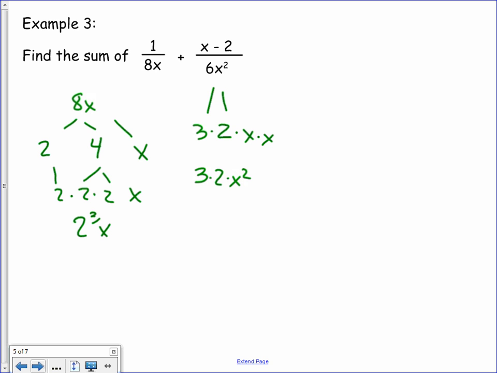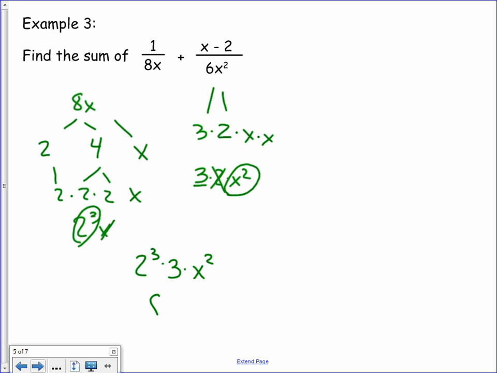Okay, so that would be 2 to the third times 3 times x squared. Okay, so 2 to the third because that's the highest, so we don't have to worry about that too. And we don't have to worry about this x because we have this x squared here. And then we have the 3. Okay, that's another way of doing it. It's a little bit easier. Or you just circle what's in common, write that down once, and multiply by everything that's left over.